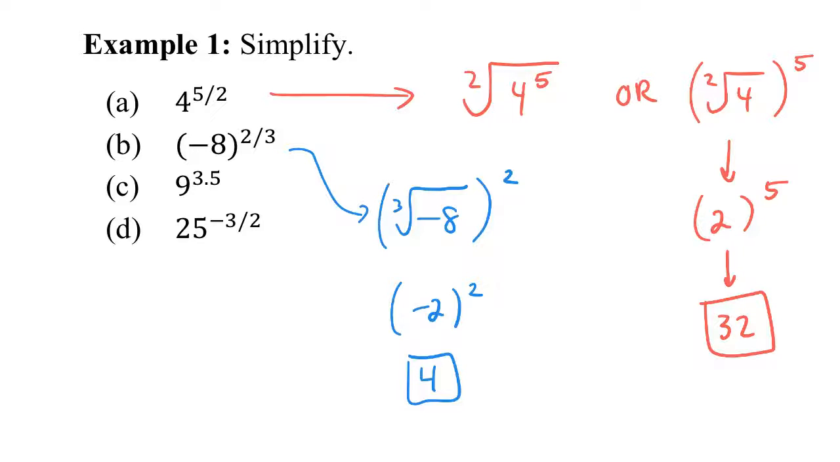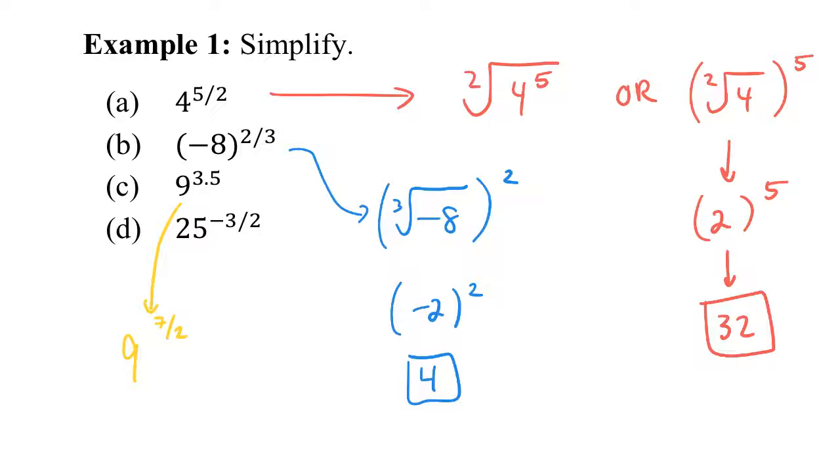But let's look at these next ones. Because 9 to the 3.5, let's start with that right away. Am I going to write 3.5 as my exponent? What do I write instead? What's 3.5 really? 7 over 2. So let's take part C and start by just rewriting this as 9 to the 7/2 power.